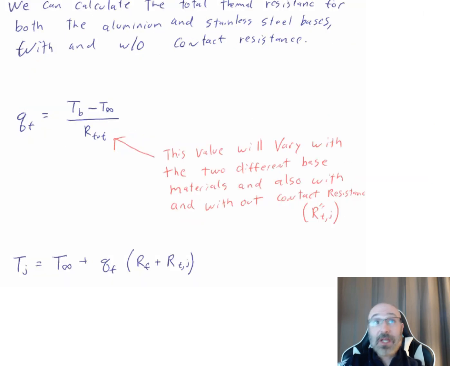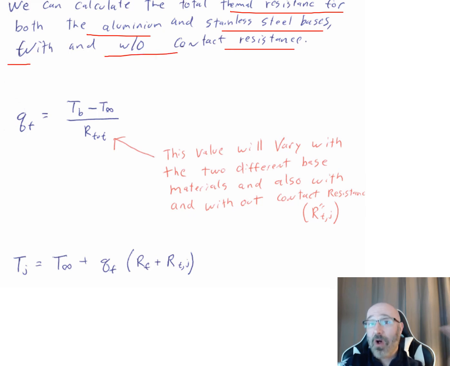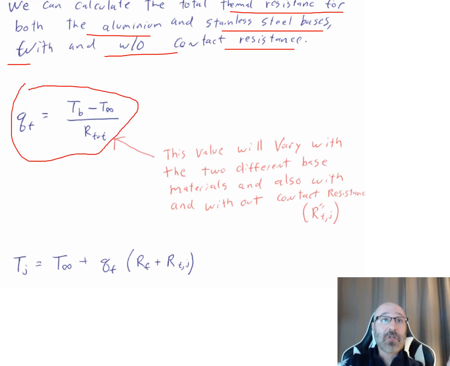From there, we can now calculate the total thermal resistance for both the aluminum and the stainless steel bases, which asks us to do it both with and without contact resistance. All that first part was to get those values so we can calculate all those scenarios. We have our governing equation: Q sub F is equal to the difference in temperature from the base to the air, all the way through the base, divided by our total resistance.